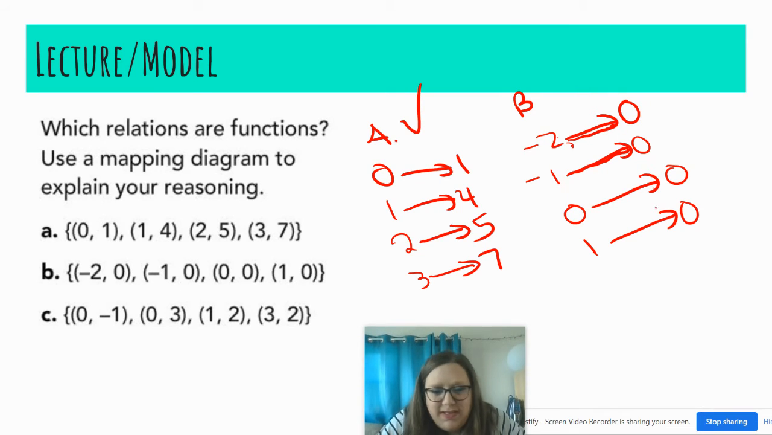I know that they all go to 0. That is okay. Two inputs can share the same output. Just one input cannot have two outputs. All right, so B checks. Let's look at option C.